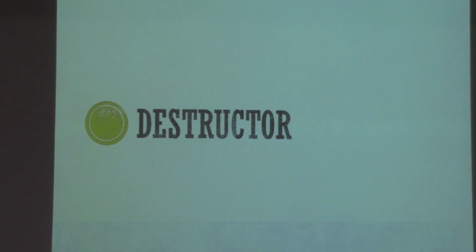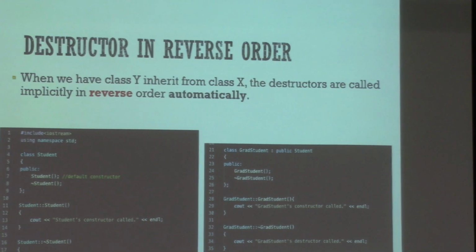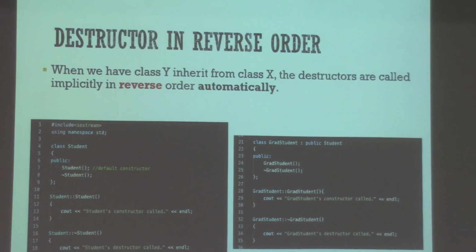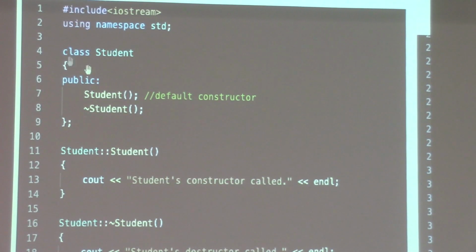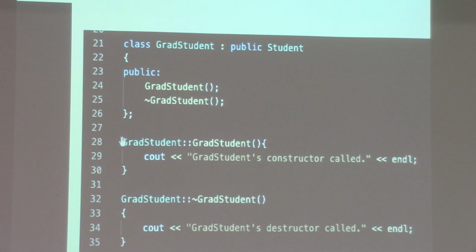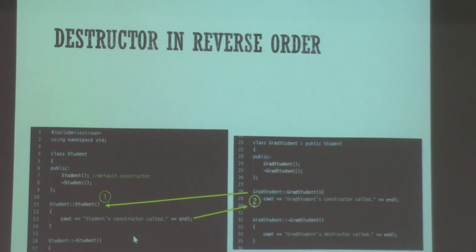All right. Destructor. We talked about constructor, let's talk about destructor. Remember, the destructor always runs in the reverse order to make sure we do not have a dependency that got cut, right? We talked about that. Same thing for derived classes, where I have my constructor and destructor for student, both default. I also have a default grad student constructor and grad student destructor. For every single function, I am only printing it out so that we can see the order of it being triggered automatically. So let's look at our main.